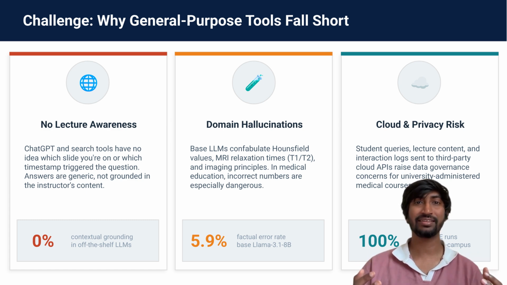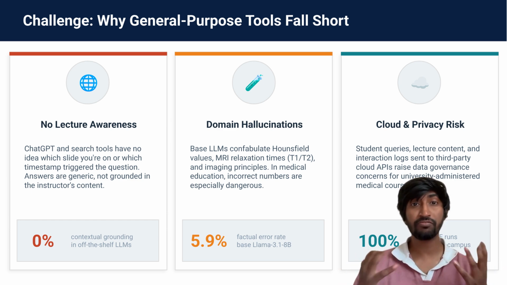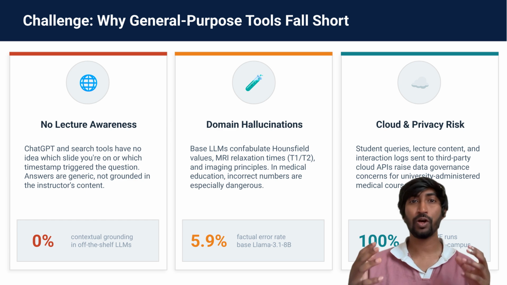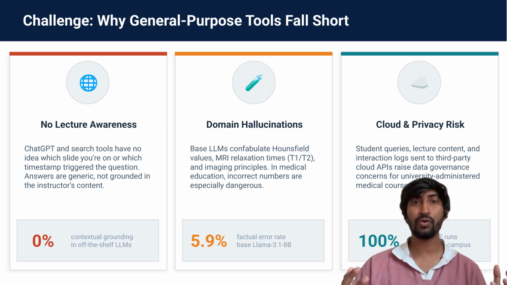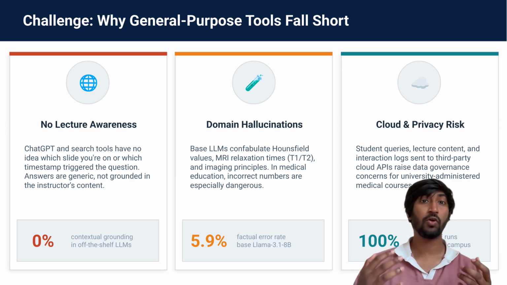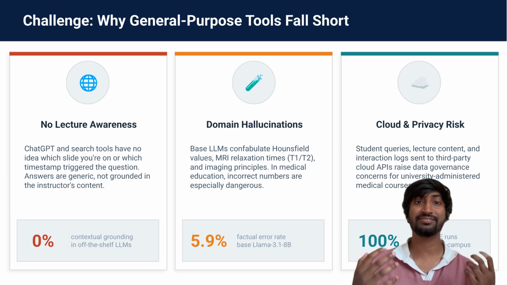Second, medical imaging requires technical precision. In our test set, the base Llama-3.1-8b model showed a 5.9% factual error rate, while the Alive fine-tuned model reduced this to 1.0%. This makes the claim specific to our evaluation rather than making a broad claim about all base LLMs.